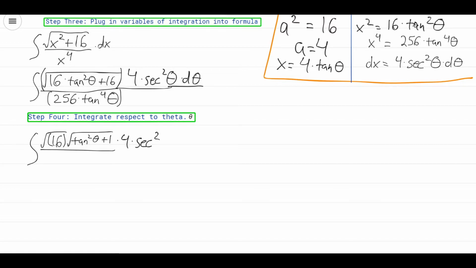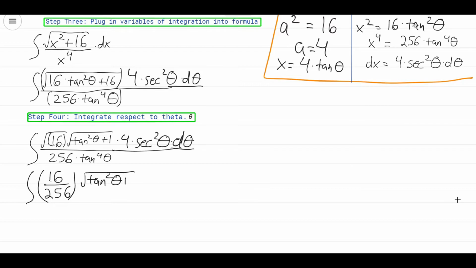And 4 secant squared theta times d theta divided by 256 tangent to the 4th power. So what we're going to do is simplify the constant. We know the square root of 16 is 4, times this 4 makes it 16, divided by 256. So that's all our constants. So tangent squared plus 1 times secant squared theta times d theta divided by tangent to the 4th power.